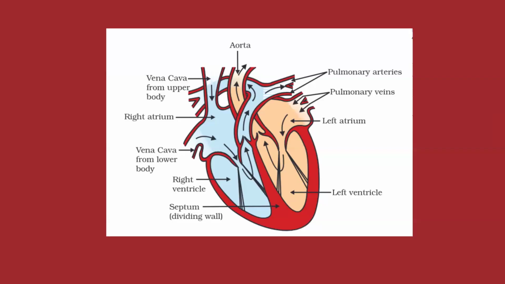Later, we can also see the vena cava from the upper body. What is the function of the upper body vena cava? It collects deoxygenated blood from the upper portion, which will enter the right atrium, then from the right atrium to the right ventricle, to the big blood vessel called the pulmonary artery, which will carry the deoxygenated blood from the heart to the lungs. Why is the deoxygenated blood reaching the lungs?